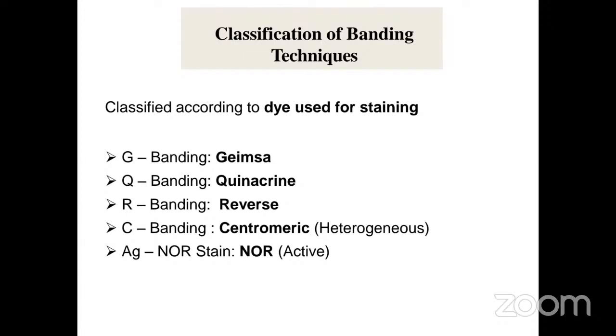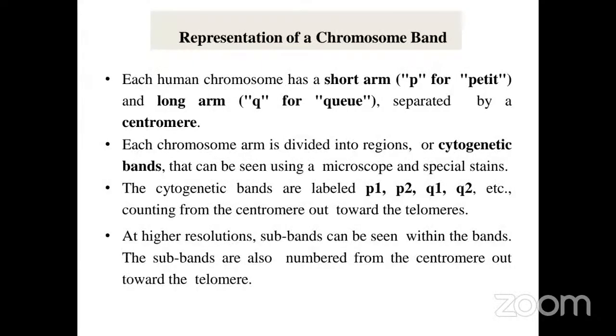All these techniques use various dyes. In G banding, Giemsa dye is used; in Q banding, quinacrine dye is used. There is one other technique, that is reverse banding. C banding means centromere, where the centromeric position is getting stained, the centromere where the chromatids bind. Then there is N banding, where the nuclear organizer region is stained using various dyes.